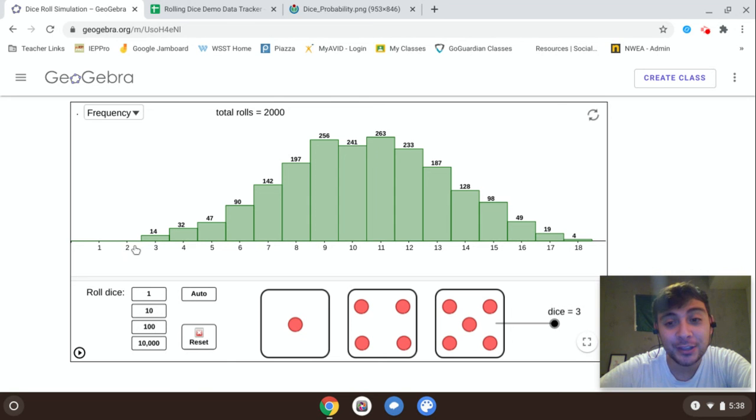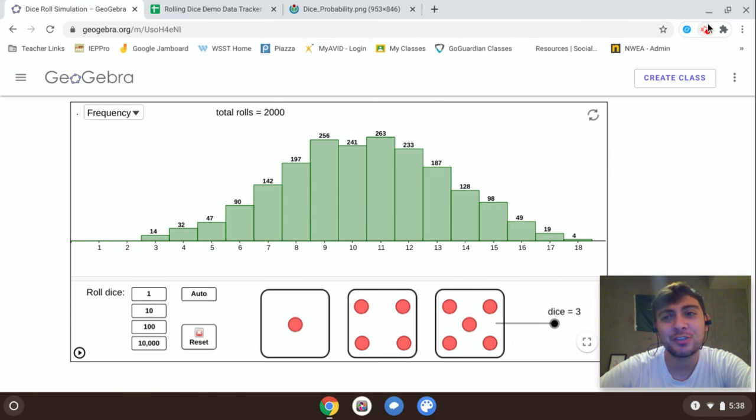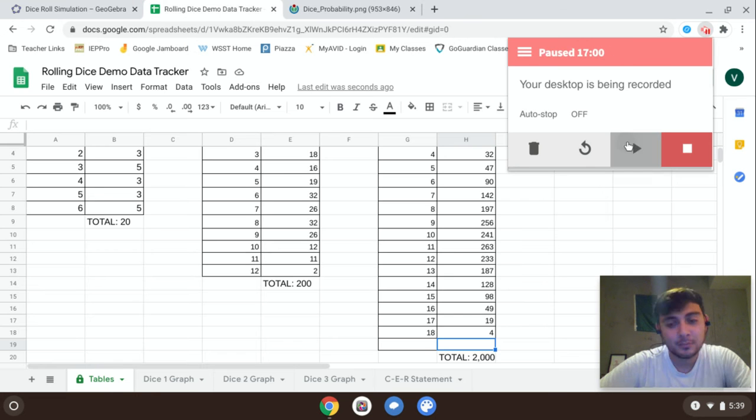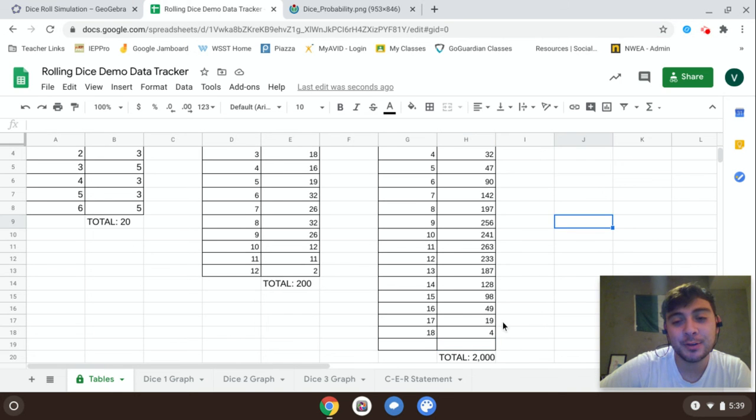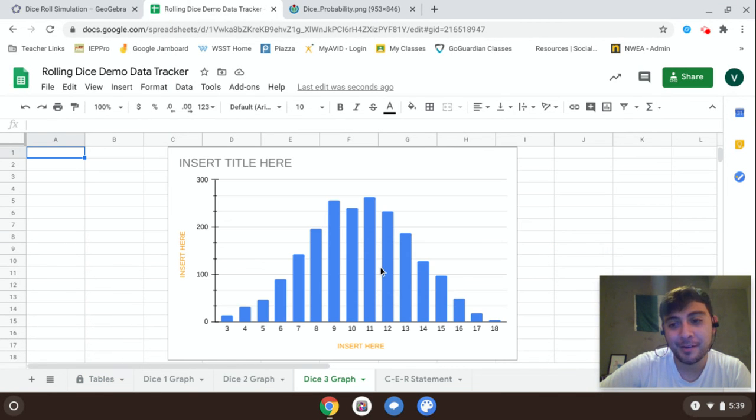Like I said, 1 and 2 are not there because you cannot get a 1 or a 2 with 3 dice, okay? So let me transfer that data. Now I have 1432. I'm going to pause myself here and just transfer data really quickly because it took quite a bit of time and the video is already long. Boom. Now I have my numbers right here. And if I look to the dice 3 graph right here, boom, look at that graph.